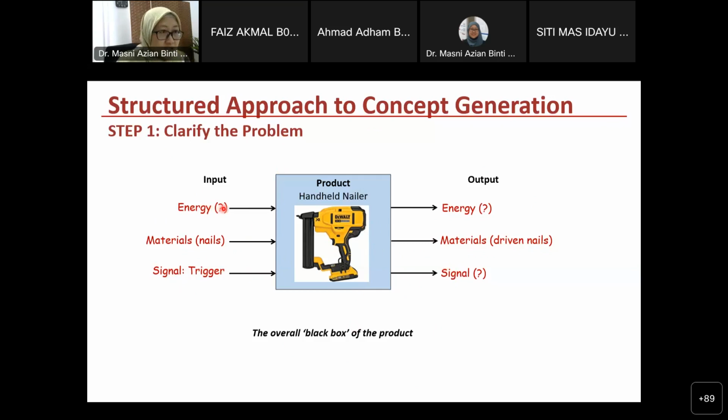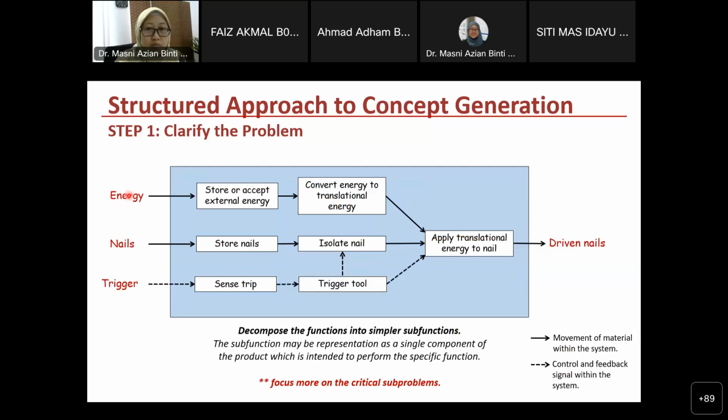Okay, the next thing is we decompose the problem into smaller sub-problems. Okay, now this is actually the big picture of how you operate the machine or the product. So we break it down further into smaller sub-problems, into elemental components basically. And how to do that? Okay, recall earlier in the input there were 3, right? Energy, nail and also the trigger. So the output, after we use this blue box to represent the machine, the product, which is the nail gun, is that the nail gun will drive the nail into the material or into the workpiece. Okay, so what happened in between, you can break it down.